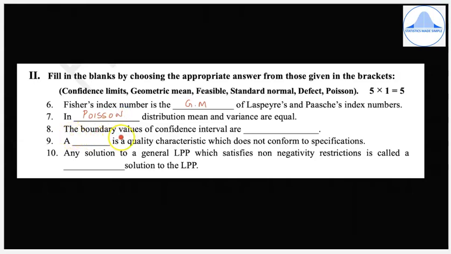The boundary values of confidence interval are called as the confidence limits. What is a quality characteristic which does not conform to specifications? It is a defect. And any solution to a general LPP which satisfies non-negativity restriction is called as a feasible solution to the LPP.